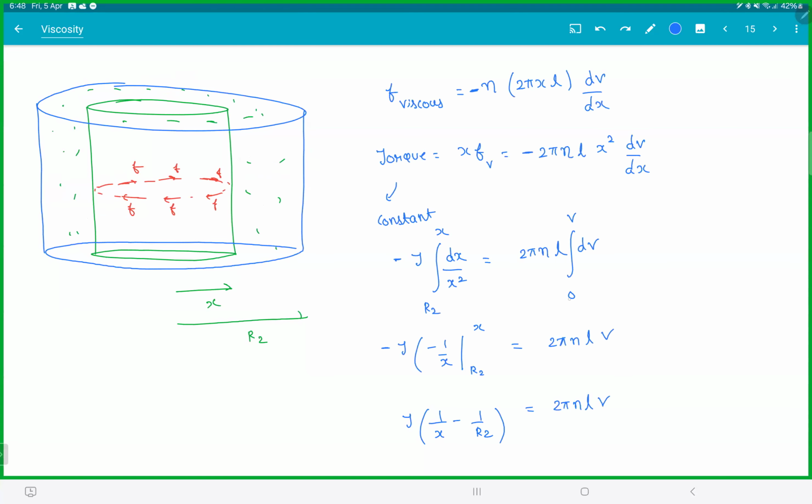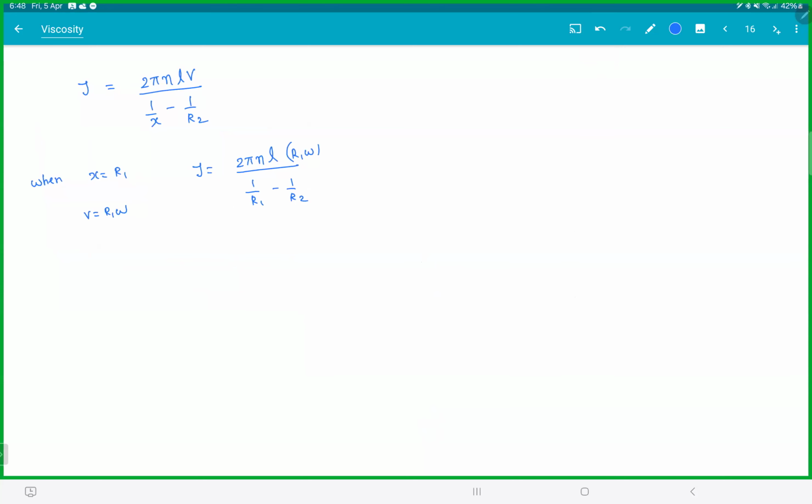Or I can do it another way. I can directly put the values of R1 omega and R1 here, and the torque value will come directly. But then again, I have to integrate and show you that the velocity is a function of X. So I did it like this. From here, I'll end up with 2 pi eta L R1 square omega by R2 minus R1. This is a constant torque, which is constant as a function of time t. This is your external torque. So R2, there was one more R2 also.